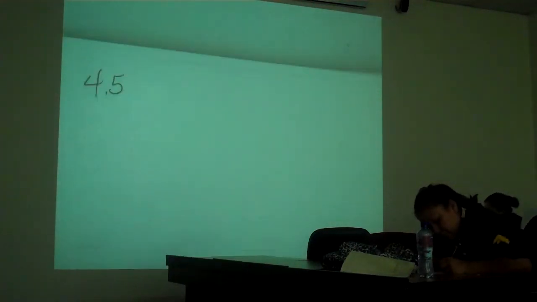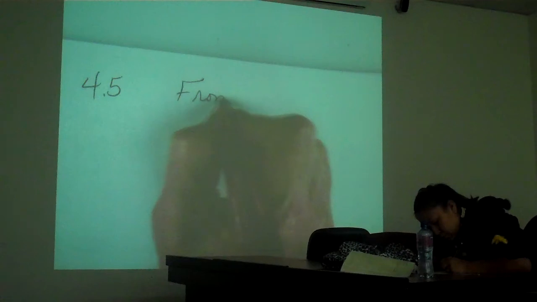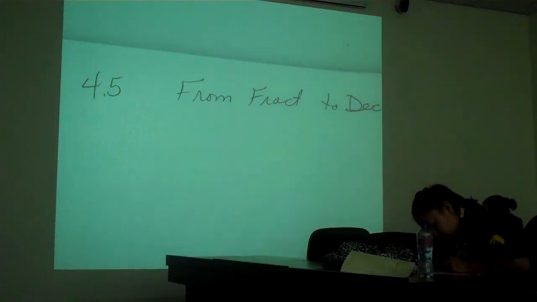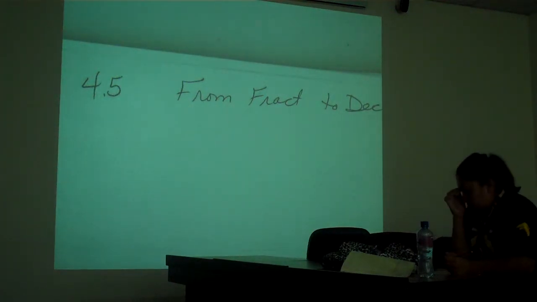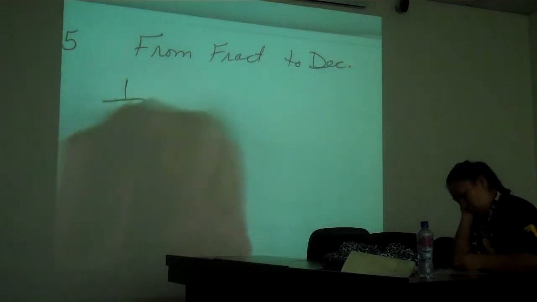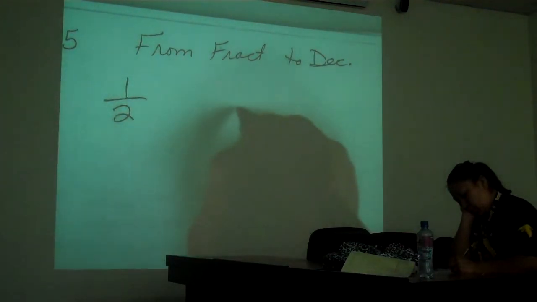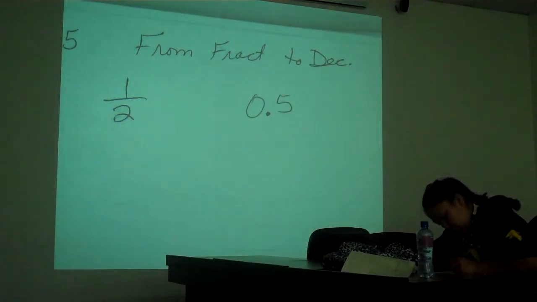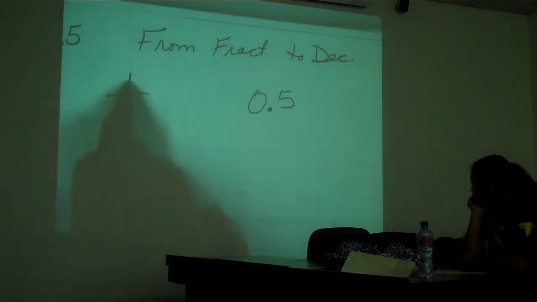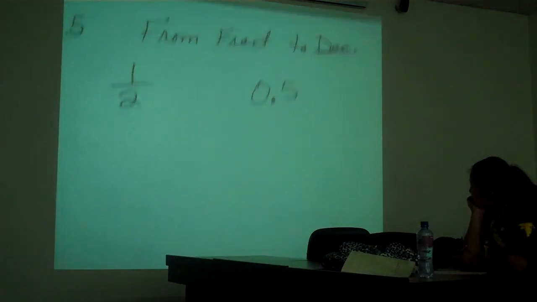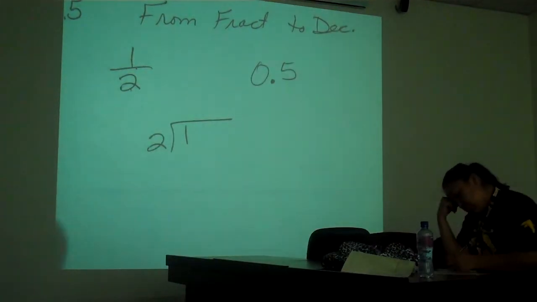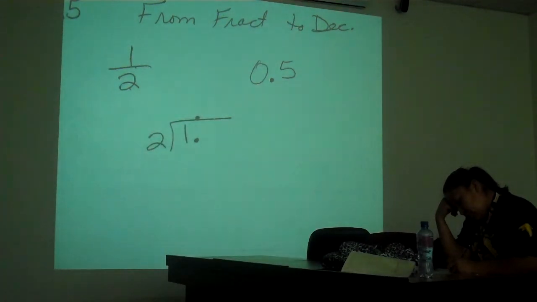4.5 is converting from fractions to decimals. You're going from a fraction to a decimal. Okay, let's do the simple one. 1/2. You already know what it is, don't you? 0.5, right? Okay, how can we get that if we don't already know it? What can we do with these two numbers? Divide. Top divided by bottom. 1 divided by 2. That makes your decimal go right here.